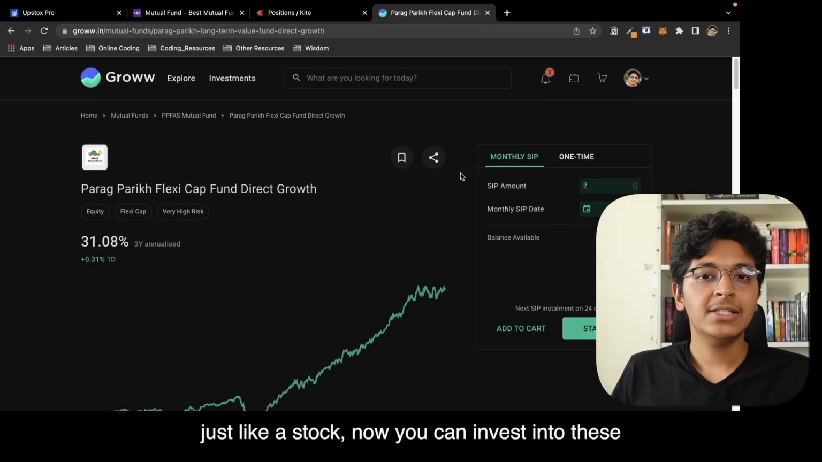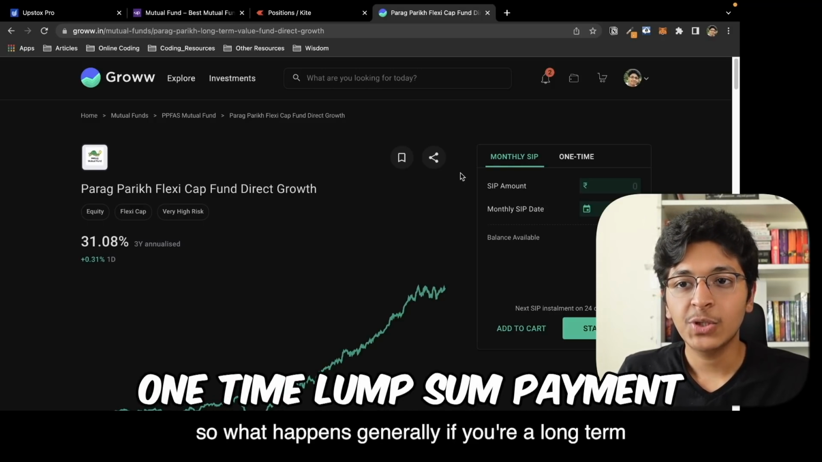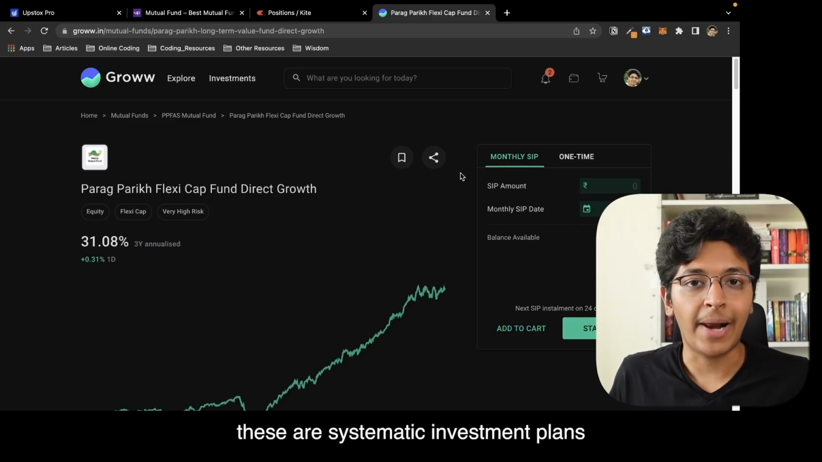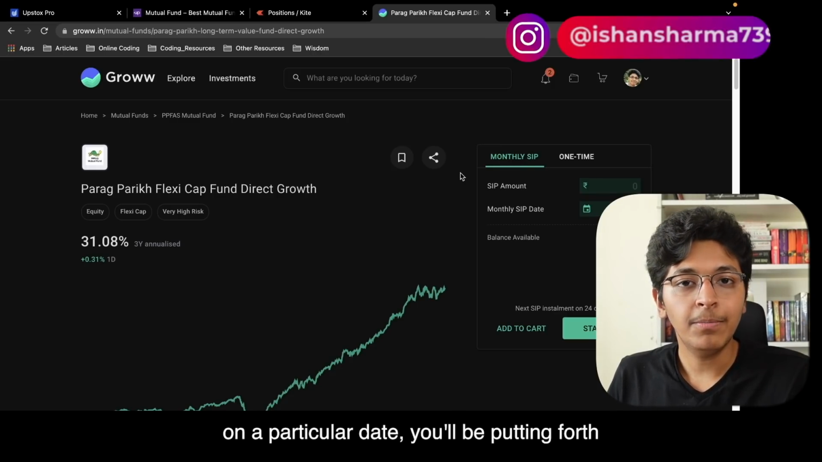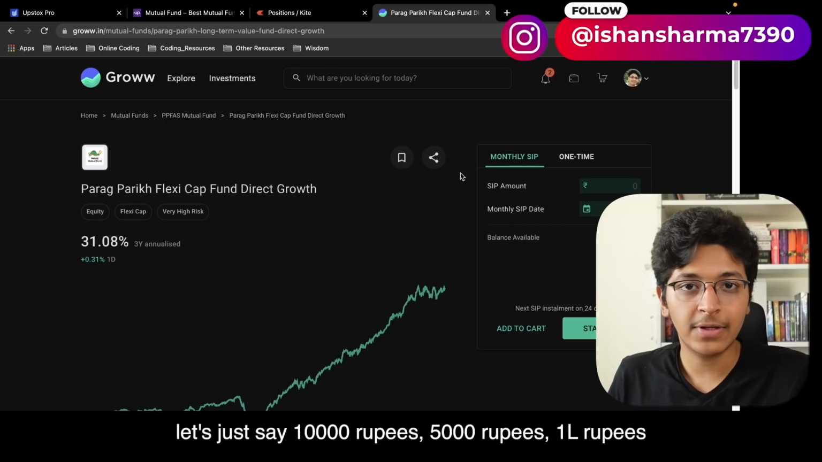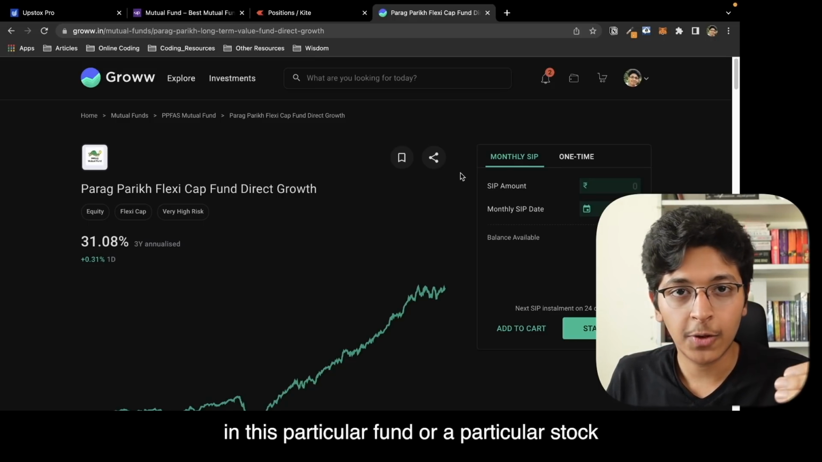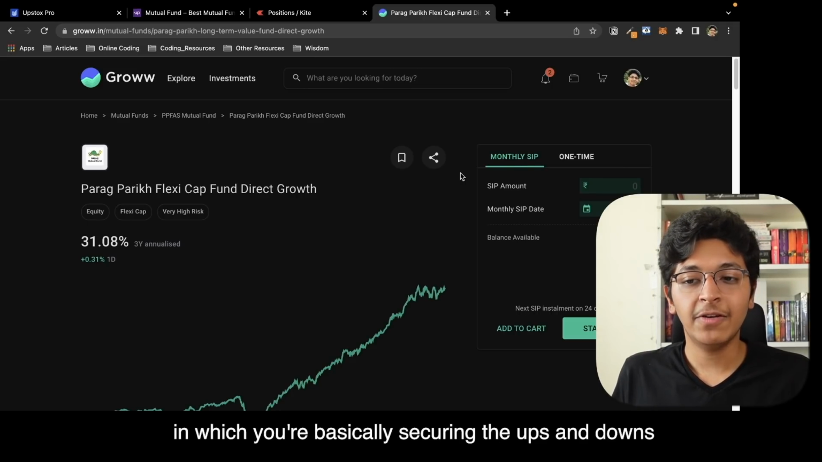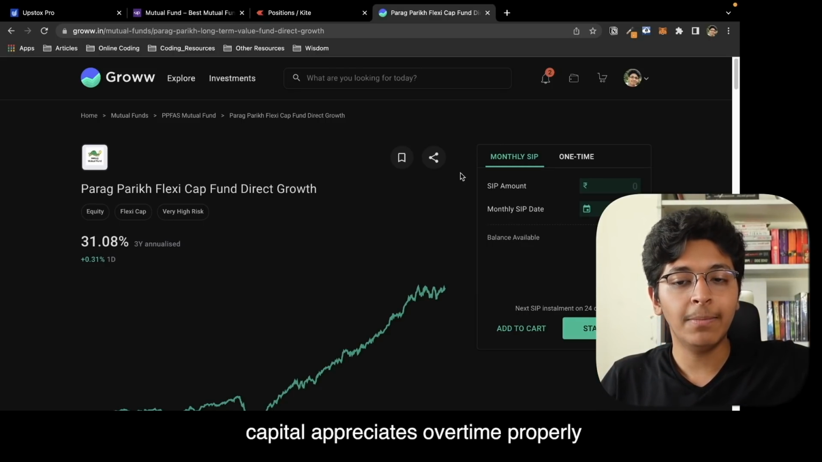Now you can invest into these either through an SIP that you can do every single month, or you can also do a one-time lump sum payment. So generally, if you are a long-term investor, you would want to do monthly SIPs. These are systematic investment plans in which you are basically saying that every single month on a particular date, you will be putting forth, let's just say 10,000 rupees, 5,000 rupees, 1 lakh rupees, whatever amount it is. You will continuously invest it with complete discipline in this particular fund or in a particular stock, and you will do that for the long term. The best part about doing this is called dollar cost averaging, in which you are basically securing the ups and downs and you are making sure that your capital appreciates over time properly.